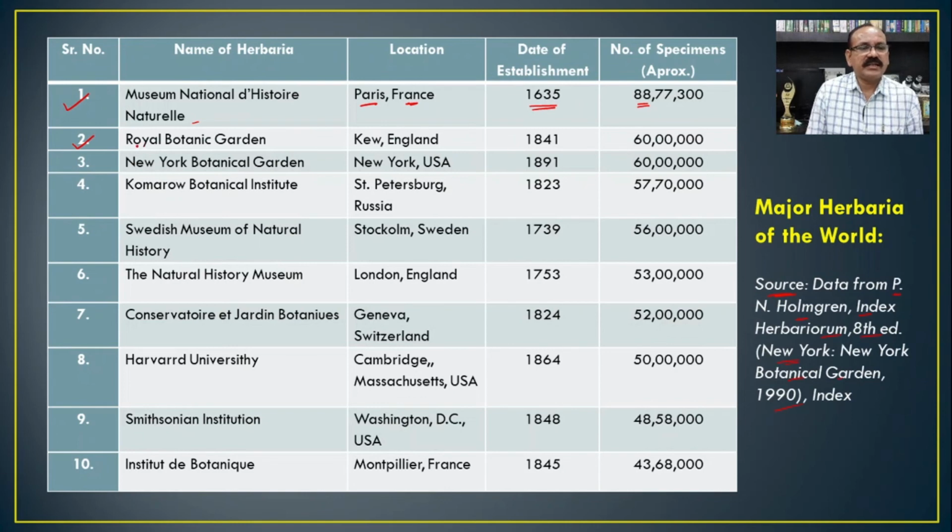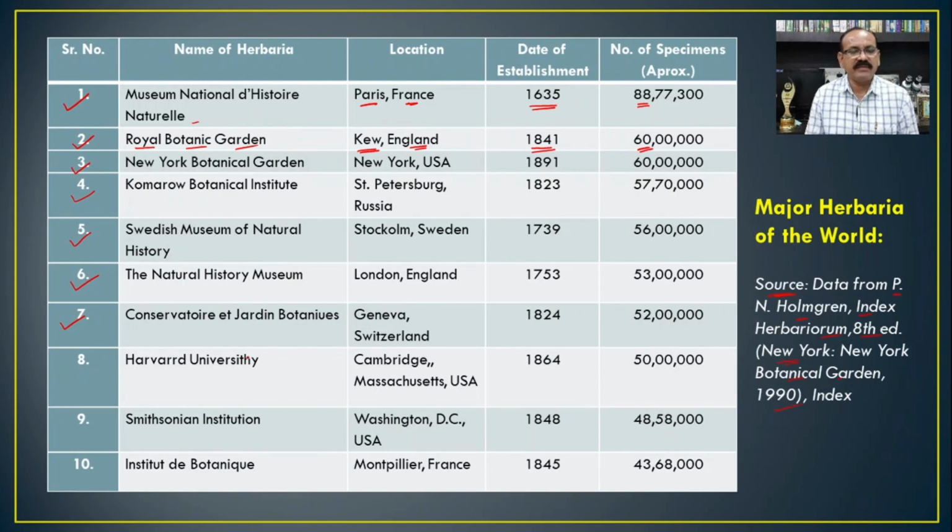Below it is the Royal Botanic Garden, Kew, from England, established in 1841, containing more than 60 lakh plant specimens. Then the New York Botanical Garden from the USA, the Komarov Botanic Institute from Russia, the Swedish Museum of Natural History from Sweden, and the Natural History Museum from London, England.